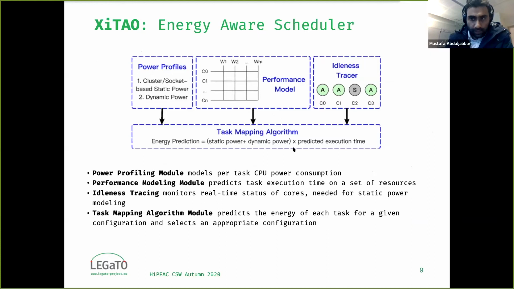I start with an energy-aware scheduler that is composed of 3 main components, which are the power profiles of the different parts of the system under representative workloads, a performance model that takes into account the performance of different system configurations, and the idleness tracer, which is an essential component that tracks the cores that have no work to do, but are actively polling for work. The tracer is needed for considering also the static power of such cores when they are put to intermittent sleeps. All of these feed into a task mapping algorithm, which predicts the energy of the task execution based on the above components, and it selects the appropriate configurations.